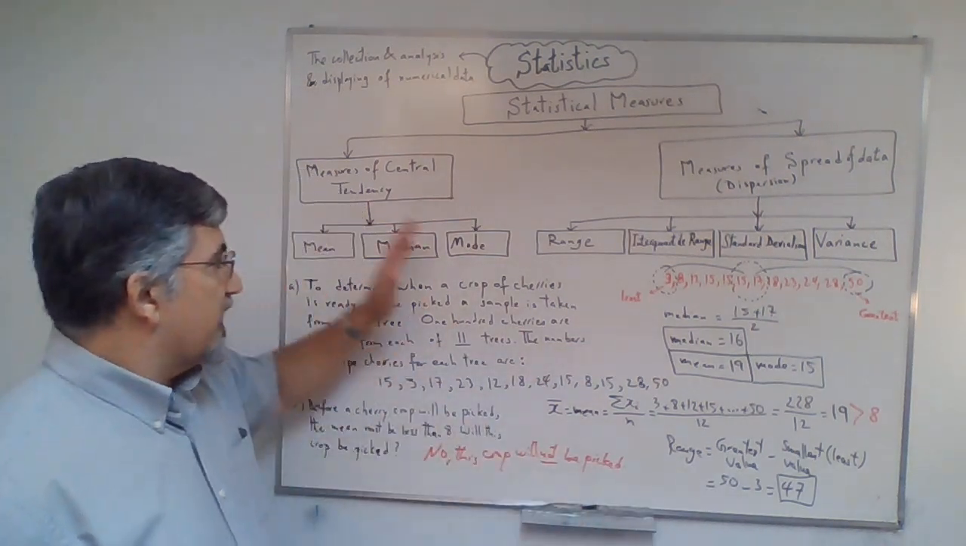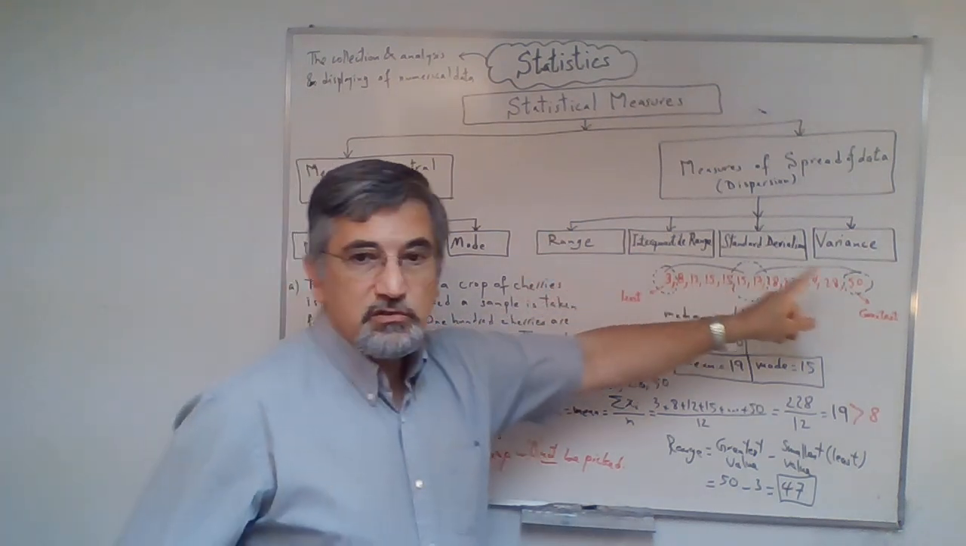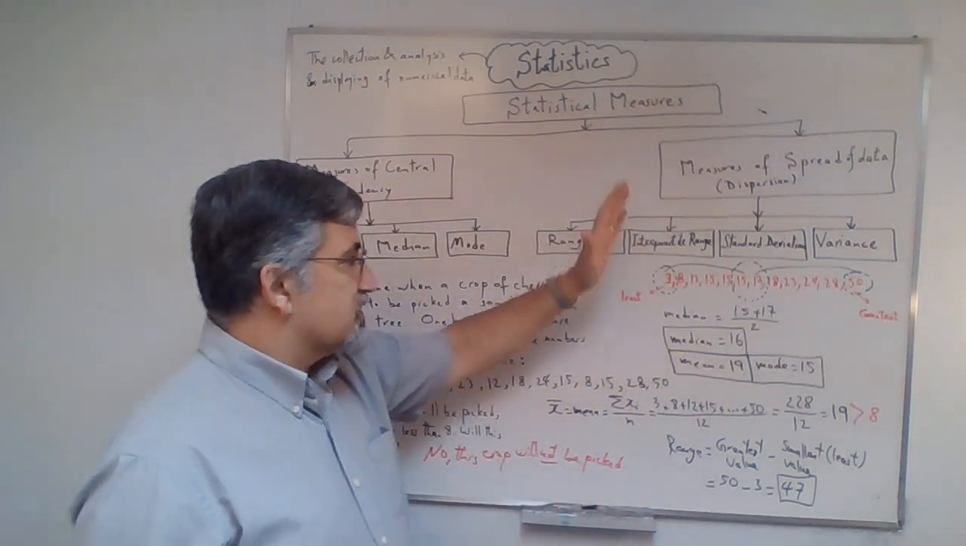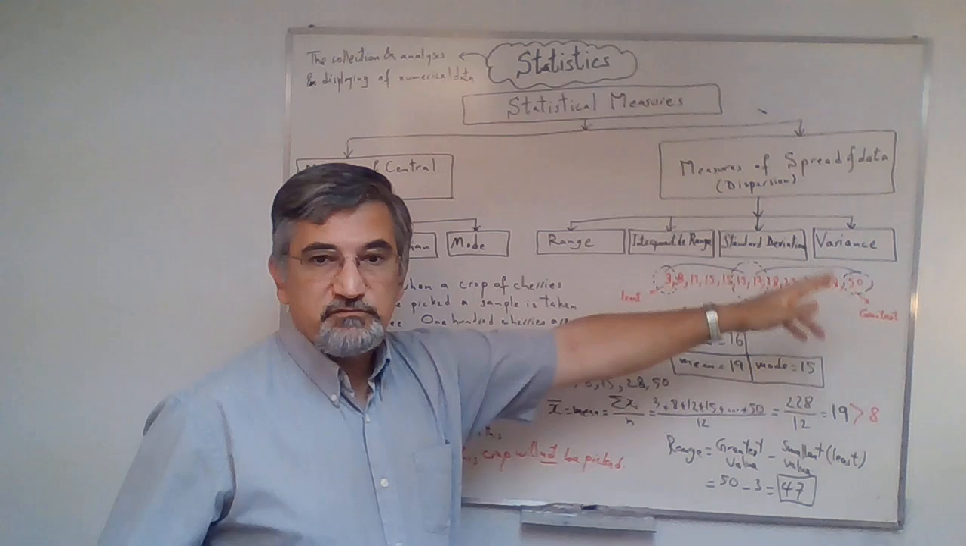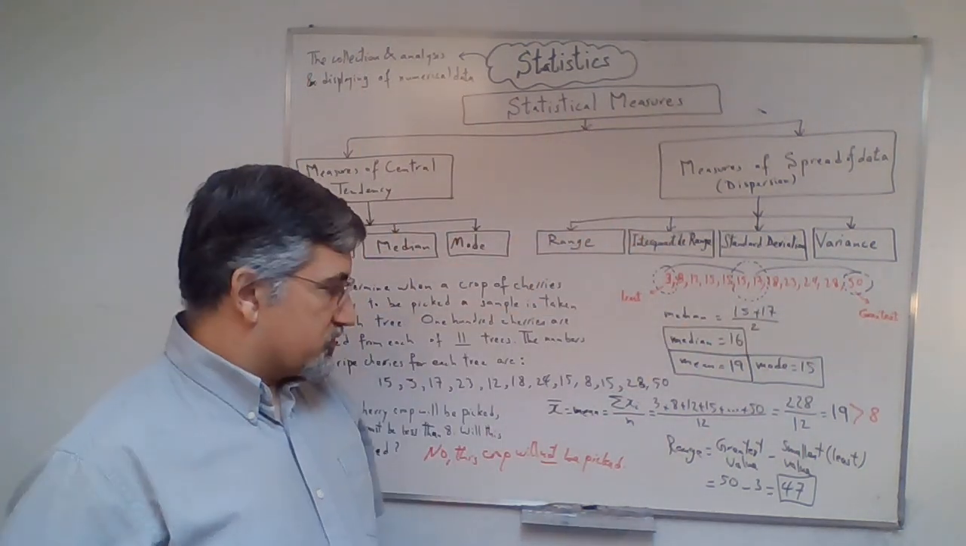Okay, so we have learned mean, median, mode, and we just learned range. We only need to learn about 3 more, and that's interquartile range, standard deviation, and variance. And then we'll be done with all of these statistical measures.